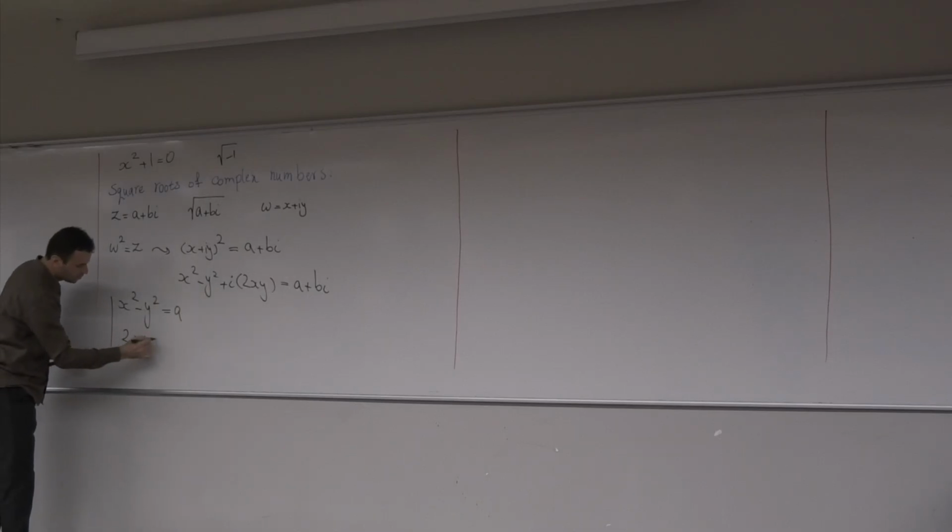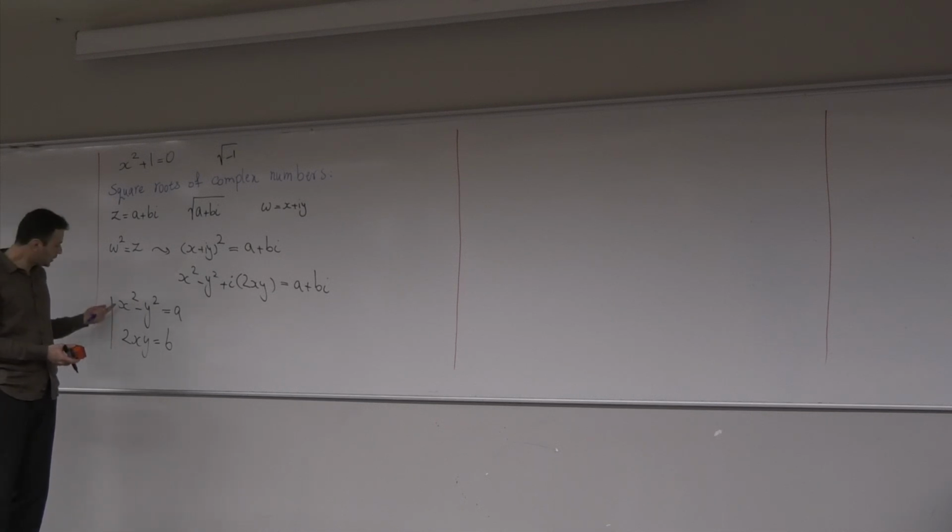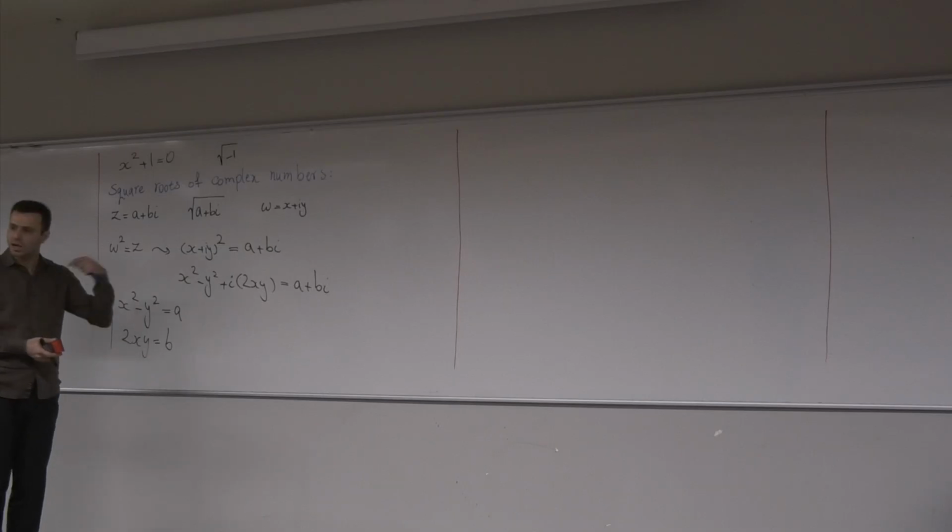2xy must be equal to b. Okay? This is a system of equations, and if we can solve it, then we are going to find the values of x and y based on this a and b. Okay? How can we solve this?